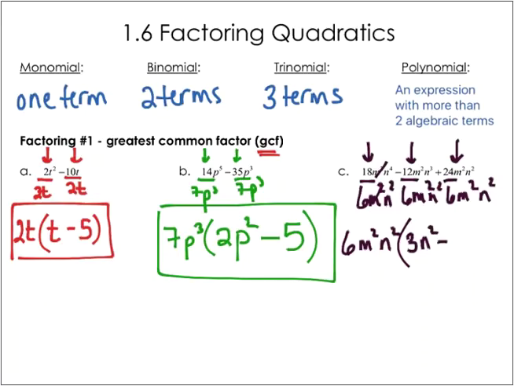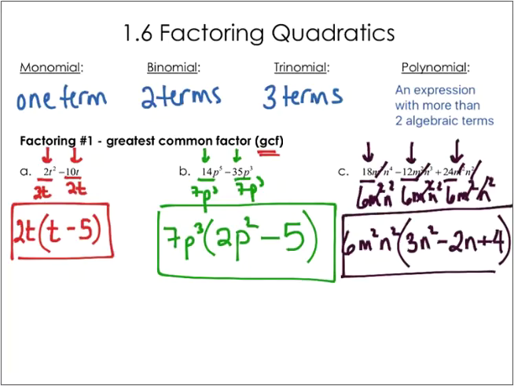Minus 12 divided by 6 is 2. The m's again cancel out. There were 3 n's on top, 1 at the bottom, so there's 2 left over. And then finally, plus, don't forget to put your plus or minus signs in between the terms. 24 divided by 6 is 4. Your variables all cancel out this time. So that's our answer right there: 6m squared n squared times 3n squared minus 2n plus 4. Alright, let's move on.